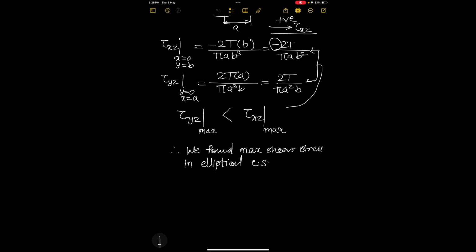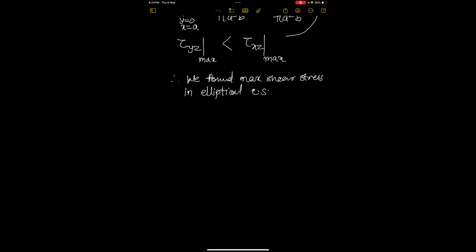cross section. In this way, we have completed our lecture on torsion of non-circular shafts. We have derived the equation for torque and shear stresses, and we have seen the Prandtl stress function, how to use it to get the solution of shear stresses at different points on the cross section. We also saw the example of elliptical cross sections. So in this way we have completed our torsion lecture, and see you in the next class.